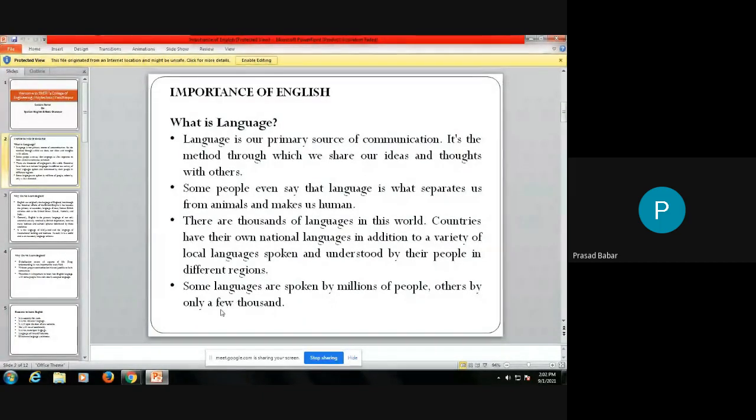So where we were? We were at some languages are spoken by millions of people. Some of the languages like English or Hindi or Chinese are spoken by millions of people. Okay, but some of the languages are there like tribal languages. So these are spoken by few thousand people because tribal people are now vulnerable people. Okay, so these are having less population in thousands only.